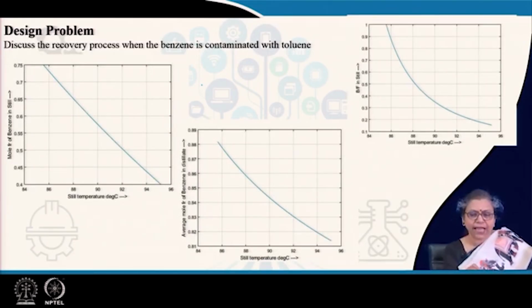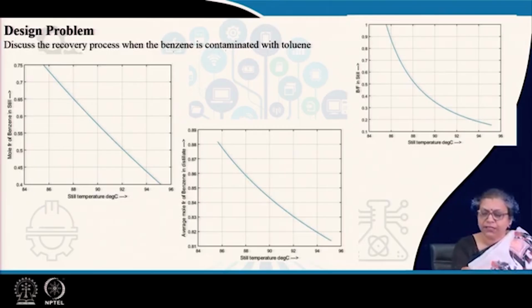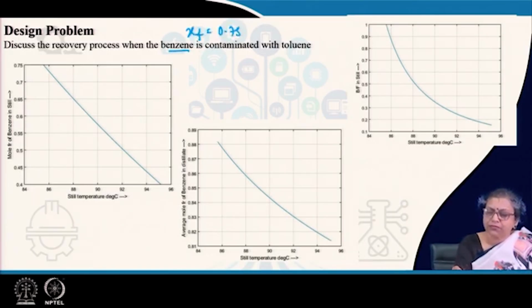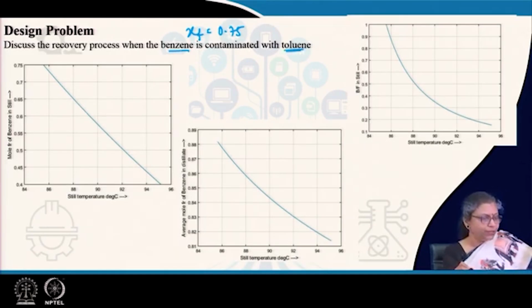I thought I would repeat the process with benzene of the same composition, maybe from some other source. We have got the feed this time with the same composition of benzene, but this time it is contaminated not with orthoxylene but with toluene. So, in this case, can we perform this particular operation?